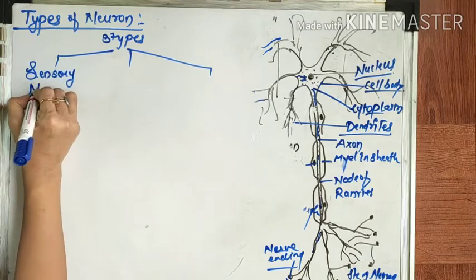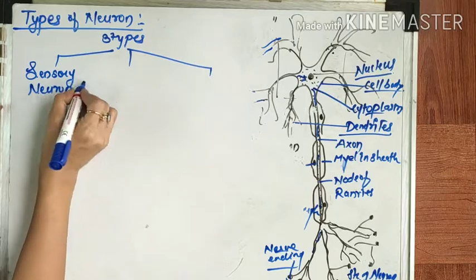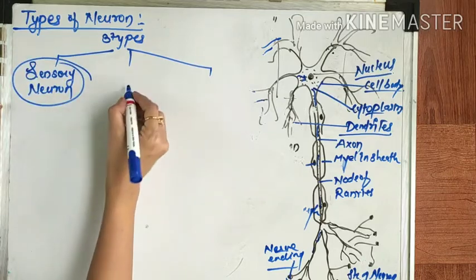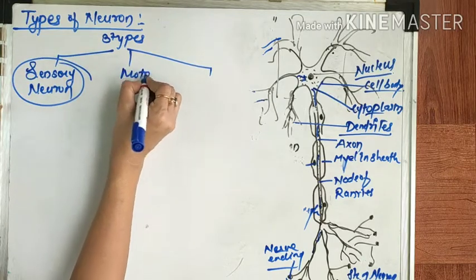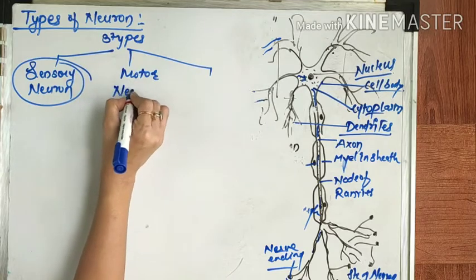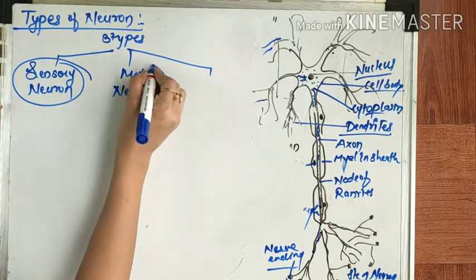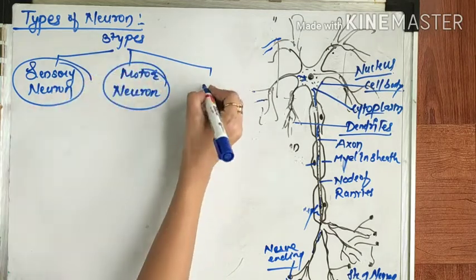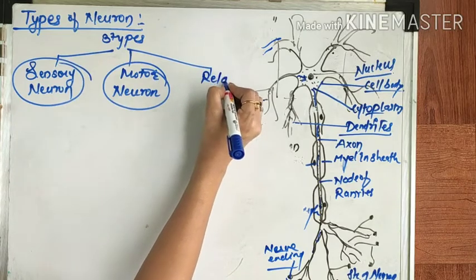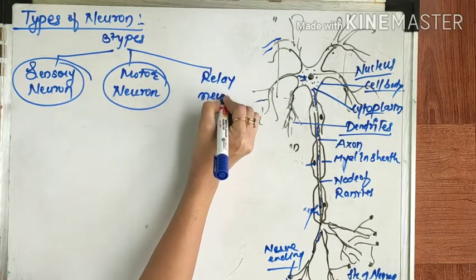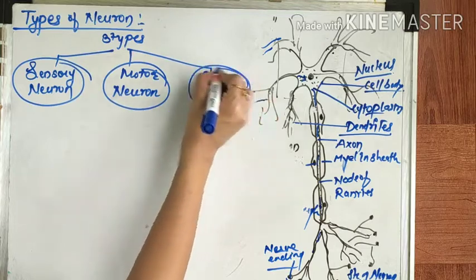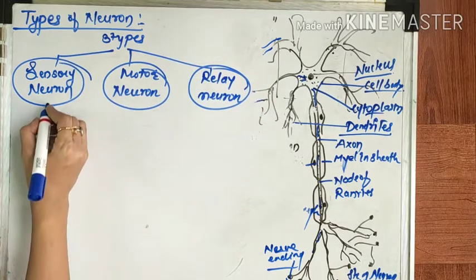First is called sensory neuron. Second is called motor neuron. And third is called relay neuron. So what do you mean by sensory neurons?